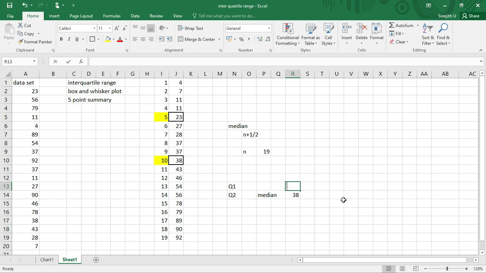Q1 is 23, right? So now all that we have to do is the same thing. Now divide the other portion, the upper portion, which is the top 50% of observations, into 2. Okay, so now we need to skip this value 38 and look at the values above.